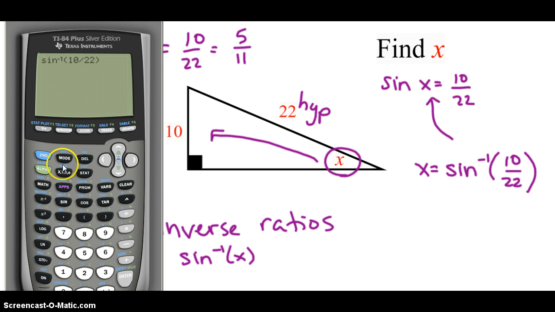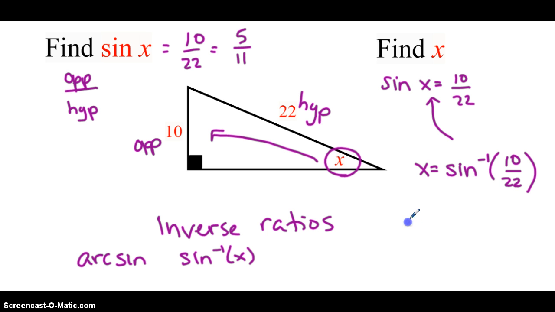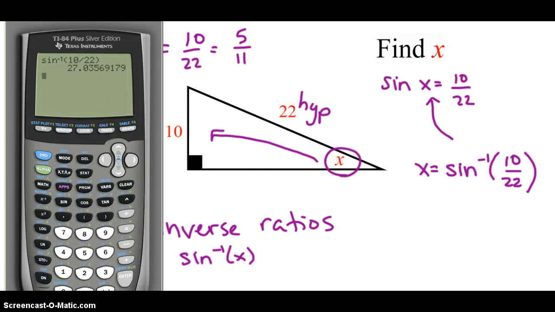Actually, I should check my mode. Nope, we're not in degree mode. Good thing we checked that. We should always make sure that we're in degree mode. So now we're in degree mode. Coming back to my screen, I'm looking at the inverse sine of 10 over 22. I just typed in the ratio that I set up, and when we hit enter, x is approximately 27 degrees.